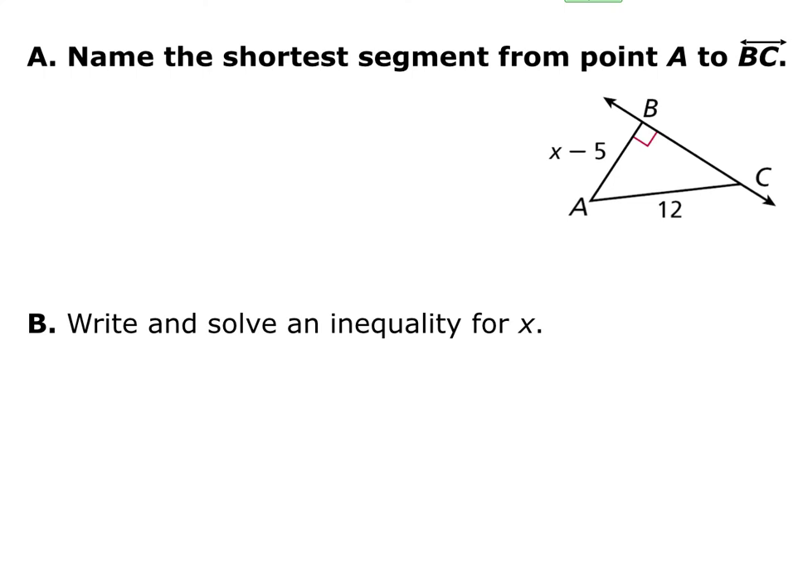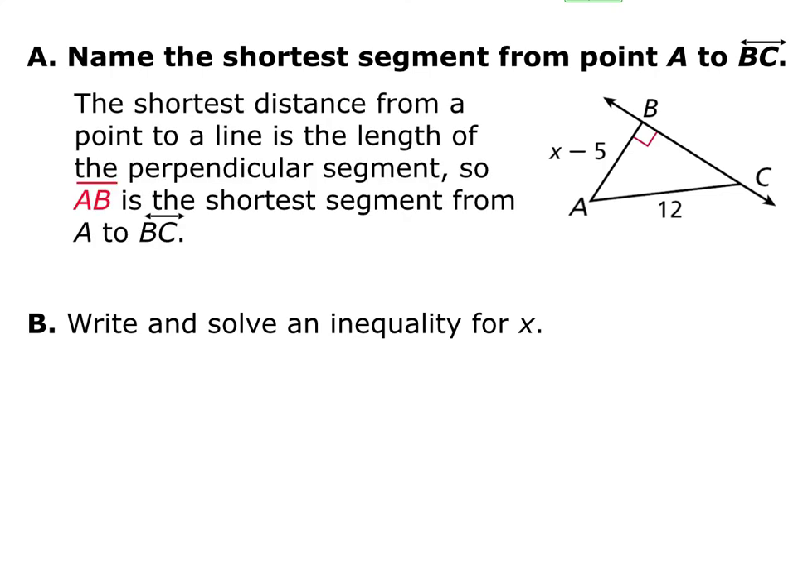Riley, shortest segment was 12? Nope. Or AC. AC is not shortest. Shortest is along the perpendicular. So go from A, which one's the perpendicular segment, Gretchen? AB. It's longer if you go on AC than AB because of the perpendicular. So now what's your inequality?